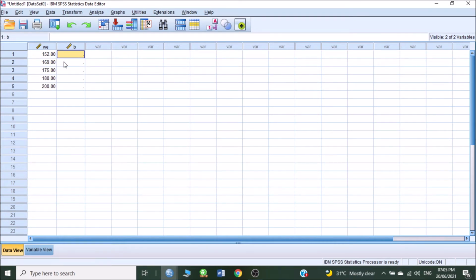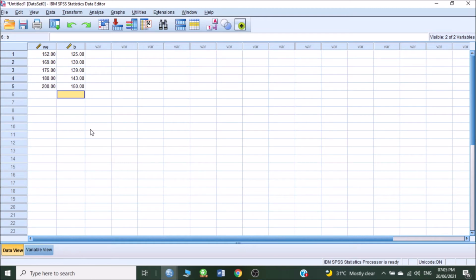Based on the weight, blood pressure is also listed. For 152 weight, the blood pressure measurement is 125, below 130, then 139, then 143, last one 150. So this is the data. So kindly understand. First, the variable view we are supposed to complete. Second, the data view. For understanding purposes only, two attributes, and only 5 data we have entered.